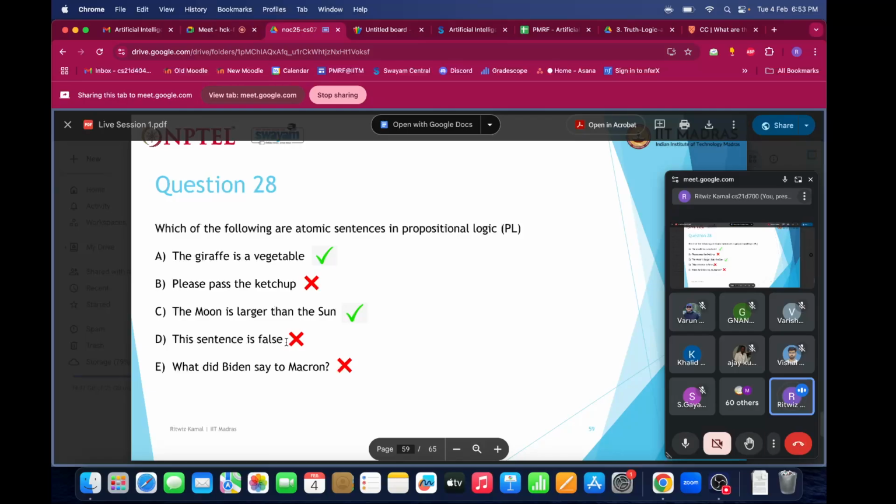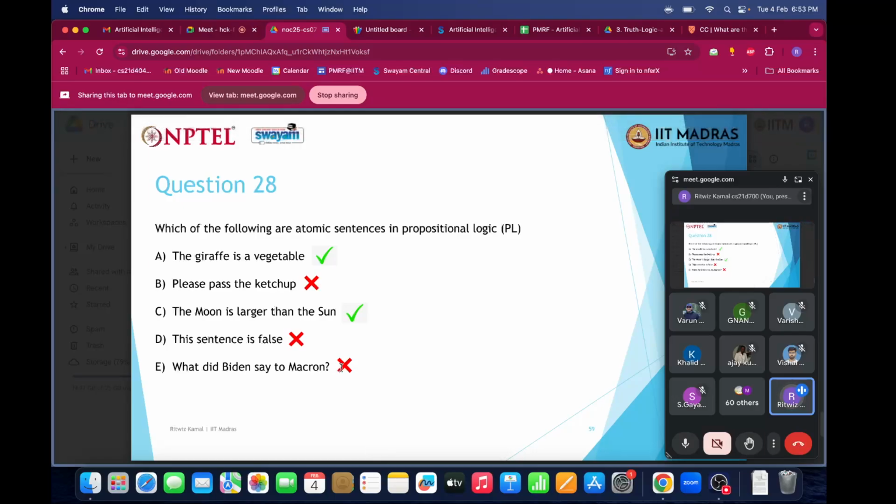This sentence is false. Like I was saying, this again is a vague sentence. It cannot be atomic. What did Biden say to Macron? Again, this is also not an atomic sentence because there is a question mark at the end. This is also sort of ambiguous and doesn't fit into the definition of an atomic sentence.